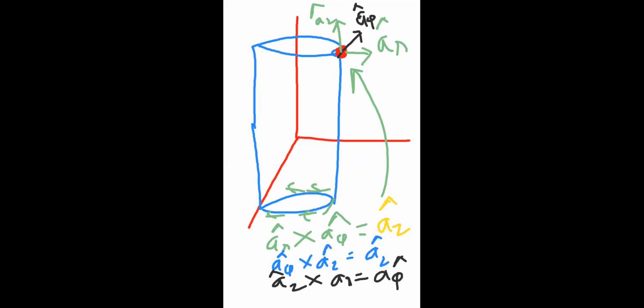Once you make the cross product in a sequential manner, if you make the cross product of phi with r, what will I get? In the reverse way, I will get minus A_z cap. Similarly, that is for all other combinations.